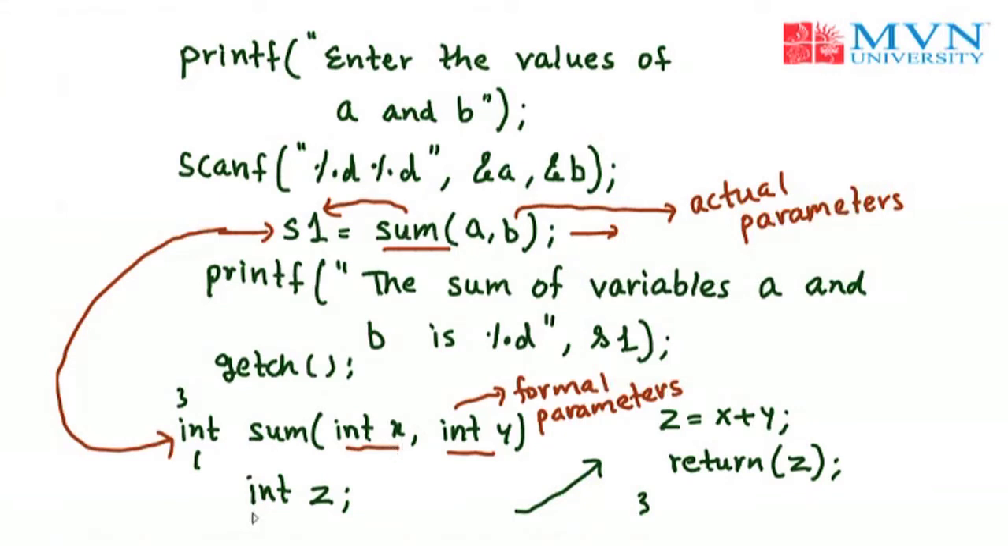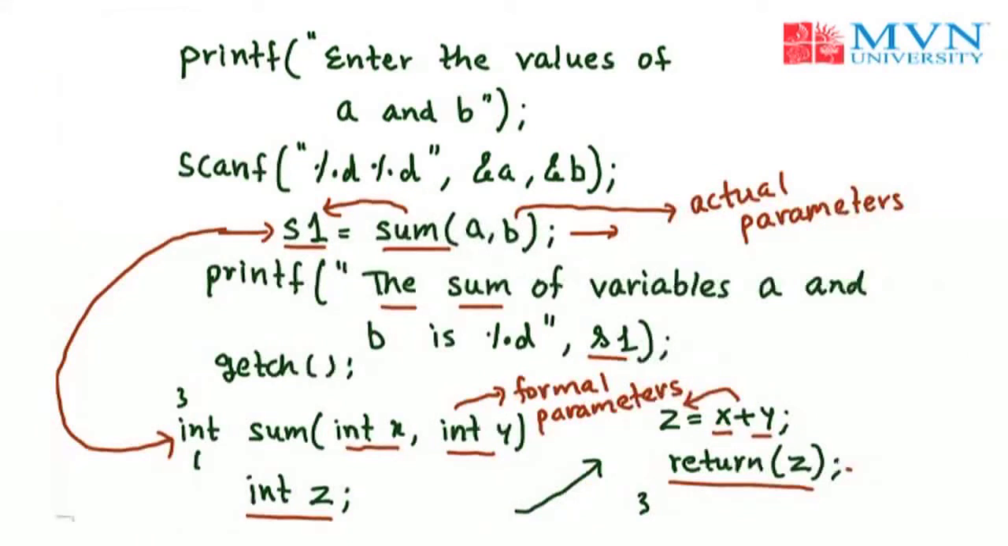Inside the function we declare one more variable z, then we add the values of x and y and give the result to the variable z, and the value of z will be returned by the return statement. So from here the value of z will be stored in the s1 variable, and then we print the sum of the variables a and b, which is stored in the variable s1. In this way we can pass the values between the functions using the actual parameters and the formal parameters.